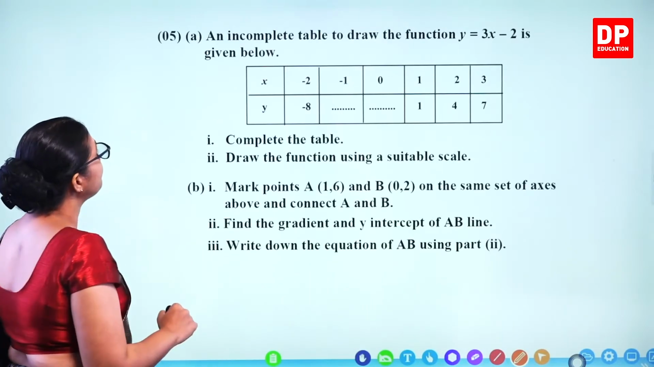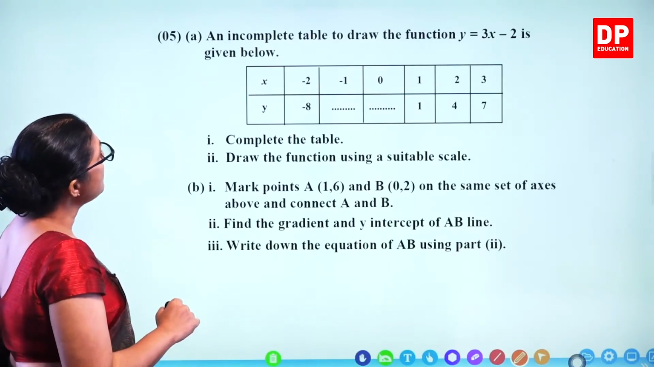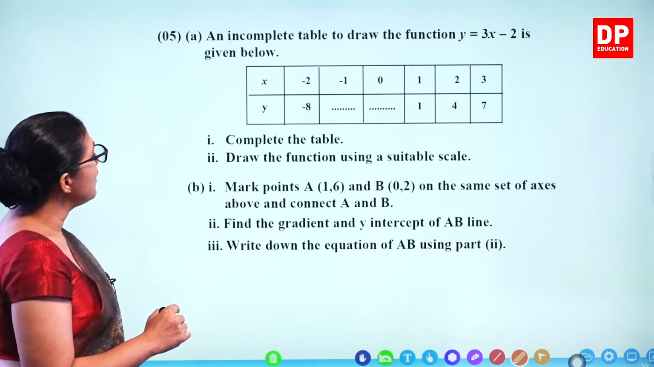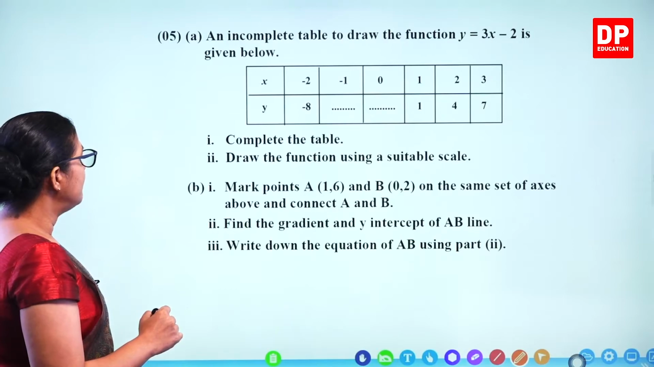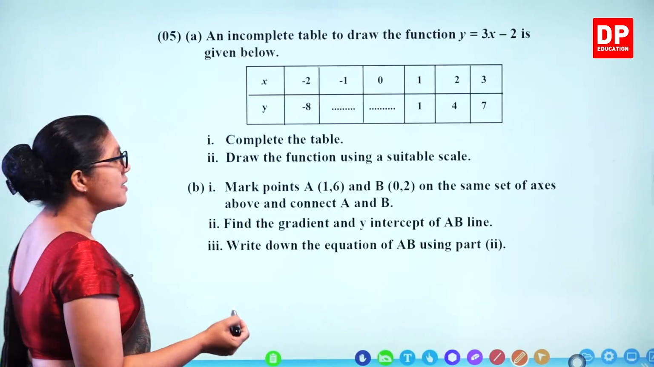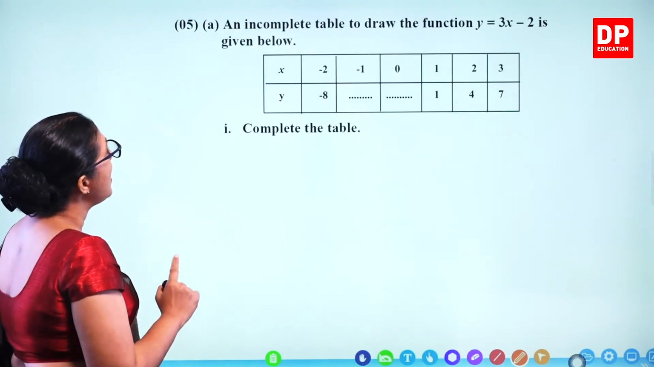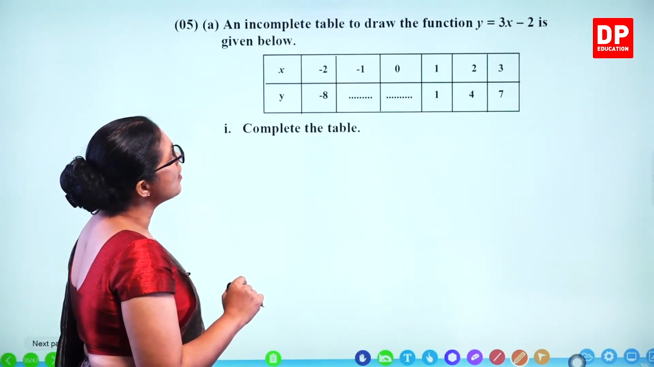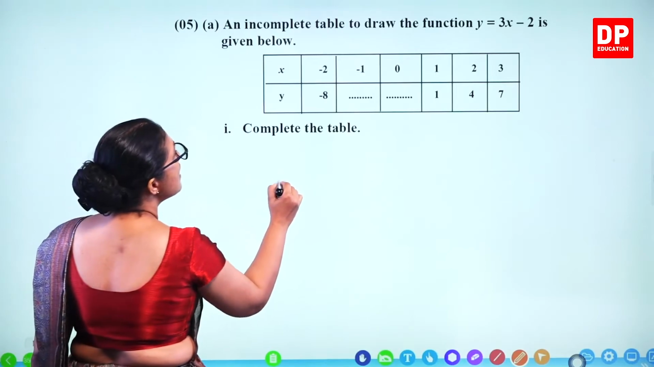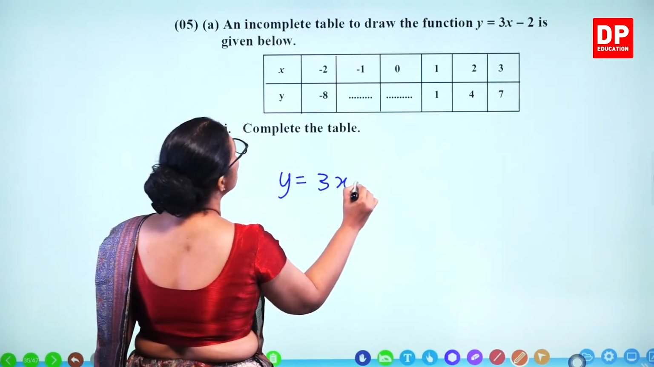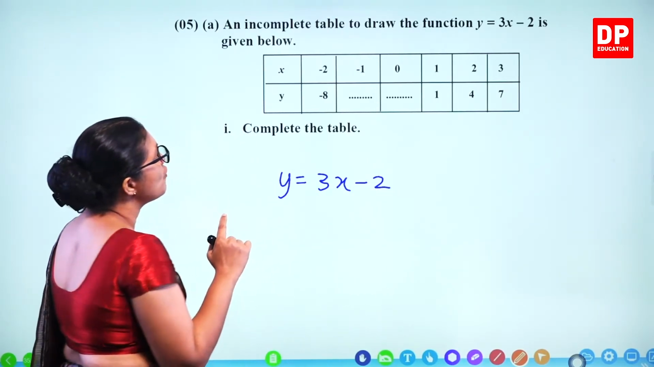Next question. Question number 5 is straight lines. You have to draw the line and find out gradient equation of the line. So we'll take the first part. An incomplete table to draw the function y equals 3x minus 2 is given below. So you have to fill that.